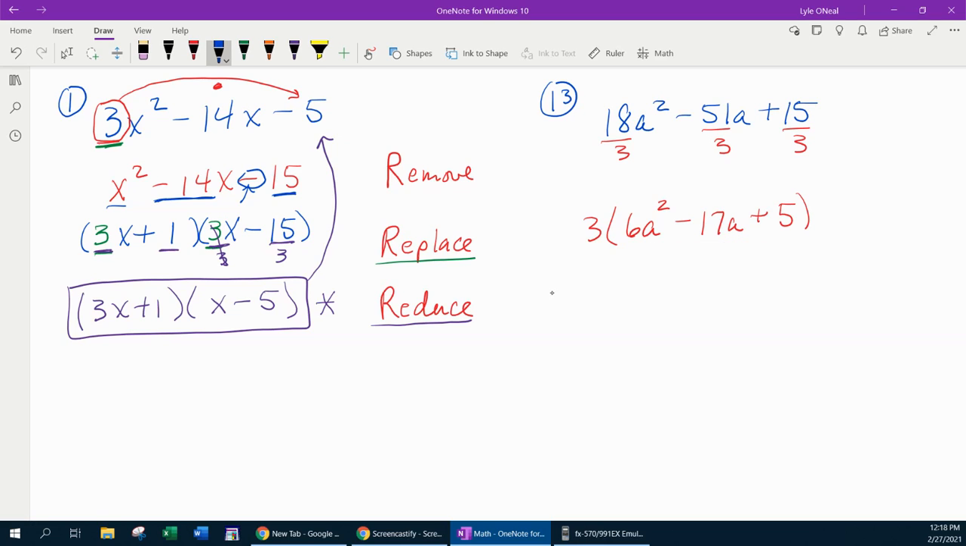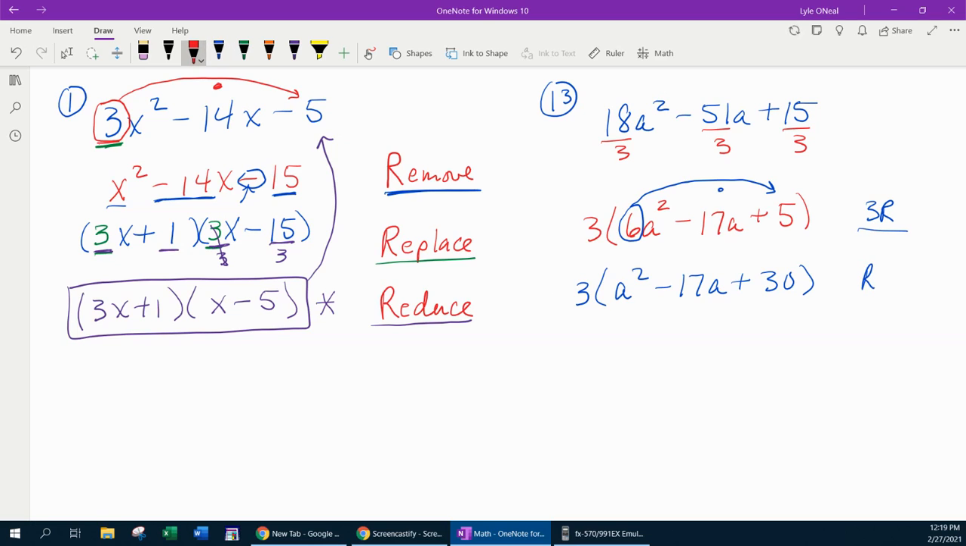And I think it is going to factor again, but since it has a lead coefficient, again, we're going to need to do the 3R method. So the first R is remove. We're going to remove the 6. And remember, we take that and multiply times the back. So that's going to give me a squared minus 17a plus 30. That is the first R, remove.